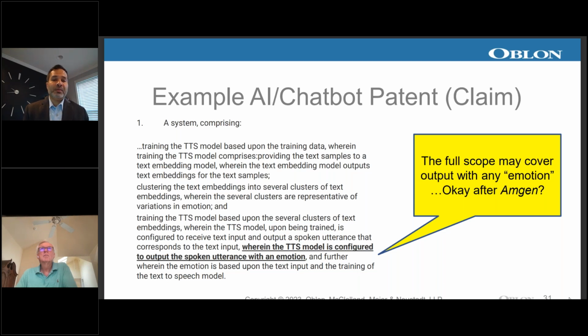Maybe putting the claim output the utterance with a sad emotion is too narrow. But then what do you do? And we'll kind of go into that a little later as we talk about some of the practice tips when you're dealing with these kind of challenges. Next slide, please.